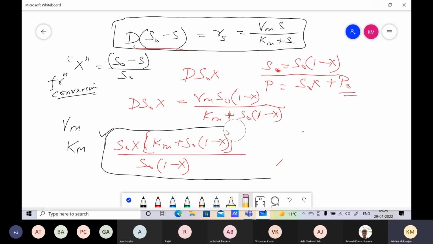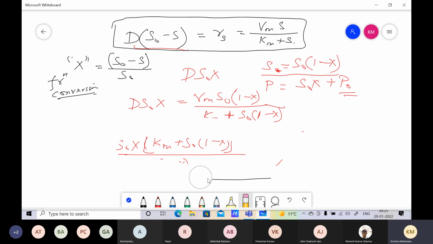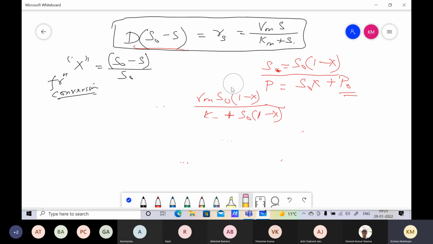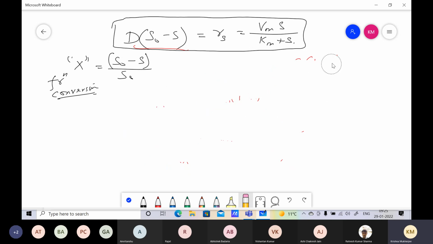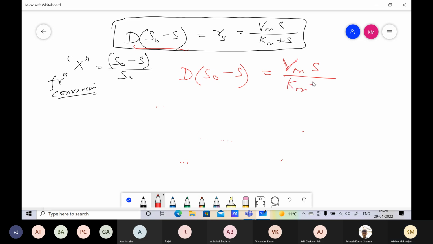These are all very simple algebra. What you really want to do is write the equation as D times S naught minus S is equal to Vmax S upon Km plus S, this is something like the rate R. Can you write it in terms of, say, D and Vmax? Well, you can cross multiply it, but I can do an easier job by taking the inverse.